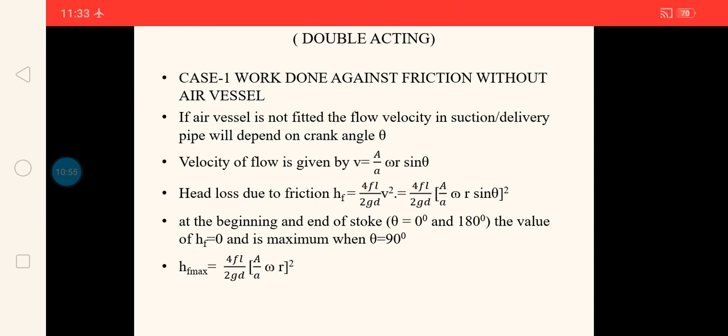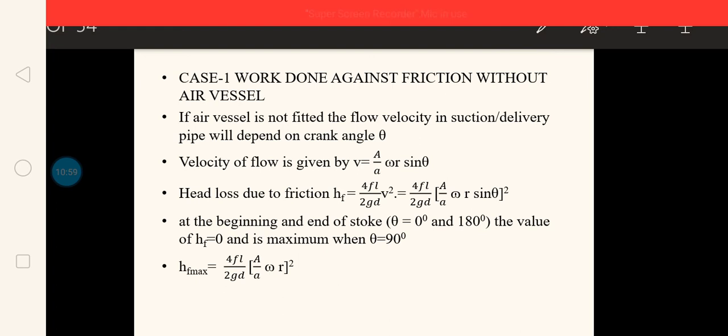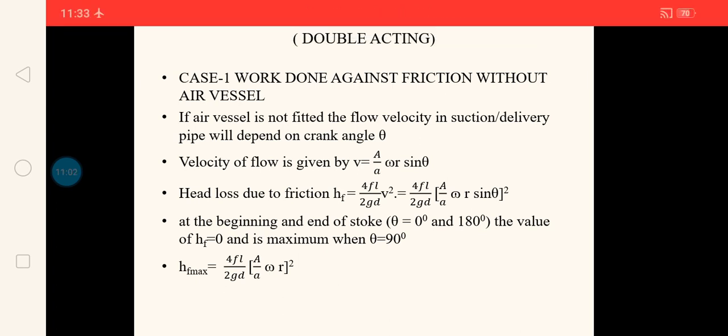Now we will see the work saved by fitting an air vessel in the double acting pump. Case 1, work done against friction without air vessel. We will go in the same fashion as in the earlier case; on this side we don't have many changes. First we consider without air vessel. If the air vessel is not fitted, the flow velocity in the suction and delivery pipe will depend on the crank angle theta. So the velocity of flow is given by V equal to A by a omega r sin theta, as I have explained earlier. So I am going a little bit fast.